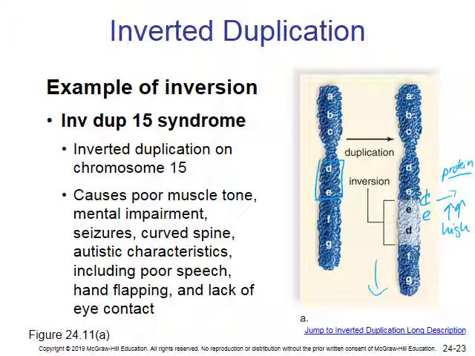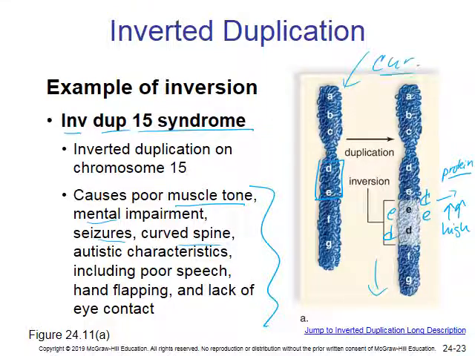And here we have a duplication, but then we also have inverted that duplication. And you can look over this list. This is inversion duplication 15 syndrome. It causes poor muscle tone, mental impairment, seizures, curvature of the spine. So also keep in mind, chromosomes don't just have one function, right? There are several hundreds of genes on chromosomes, and each one is going to have a pathway that affects a different part of the body.